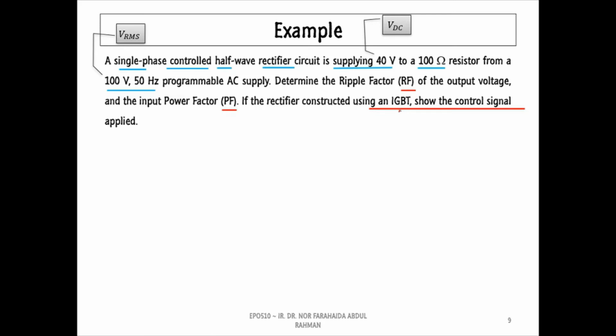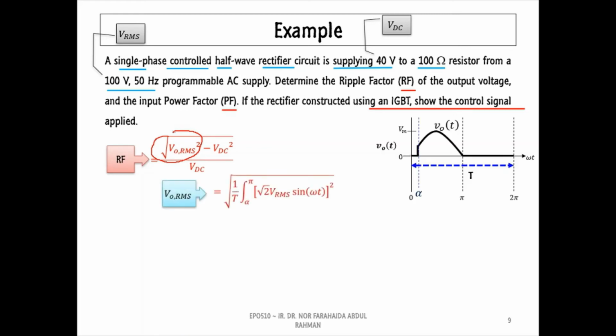First, I will focus on the ripple factor. From this equation, the only parameter that we do not know is the RMS output voltage. And you can calculate the voltage value using this general equation. However, to solve this equation, you need to find the firing angle. And the angle can be found using the average output voltage equation.